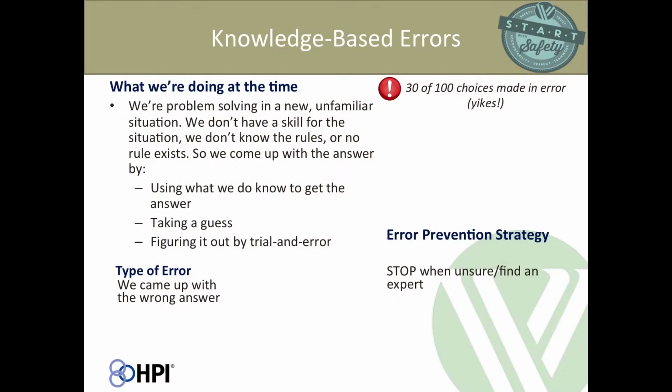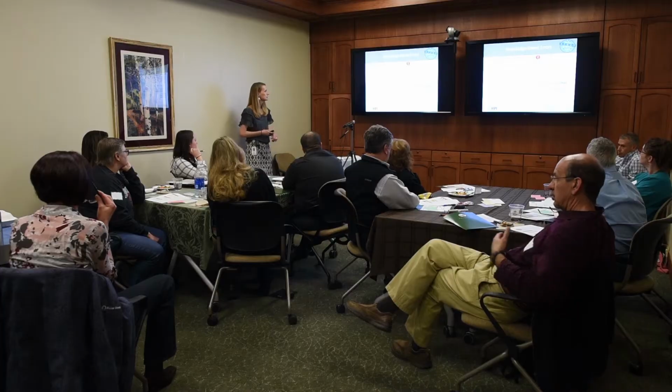So we do this either by using what we know to sort of figure it out, taking a guess, or by trial and error. And a lot of times we come up with the wrong answer. And we're not very good in this mode. We make errors about 30 times in 100 chances here. And the way we prevent this is to stop when we're unsure and consult with an expert.